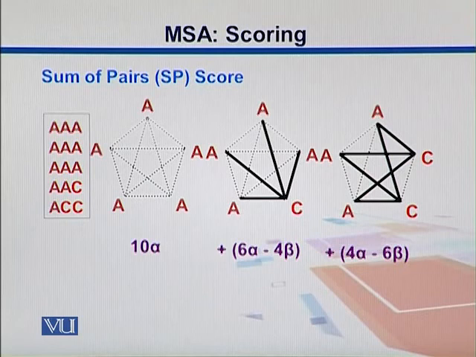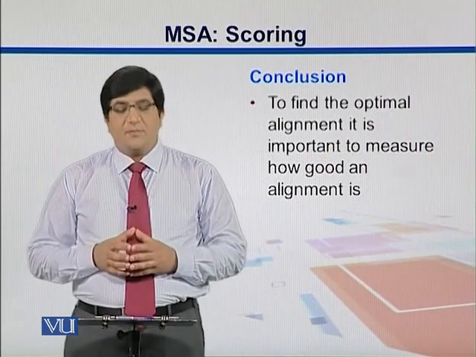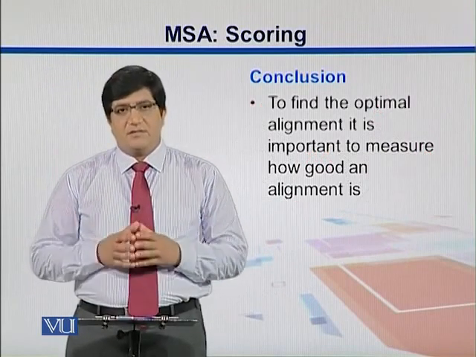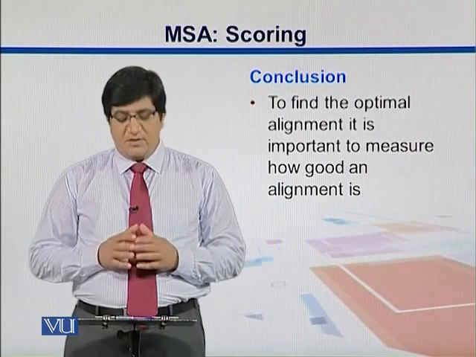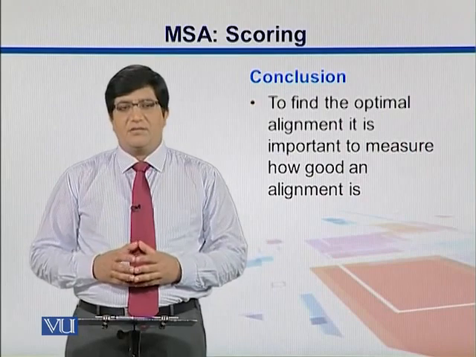And what about the overall alignment score in this case? We have 20 alphas, 20 match scores, minus 10 betas. That will give you the overall score for this alignment. I guess with this example, it has become clearer how this sum of pair scoring is done. So in order to find the optimal multiple sequence alignment, it's important to measure how good the alignment is, and for that we need a scoring scheme.